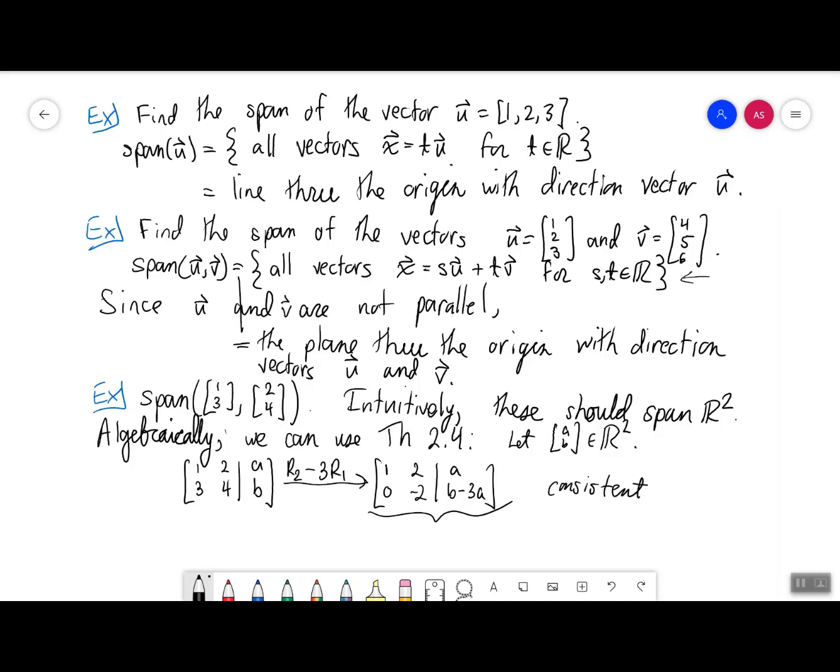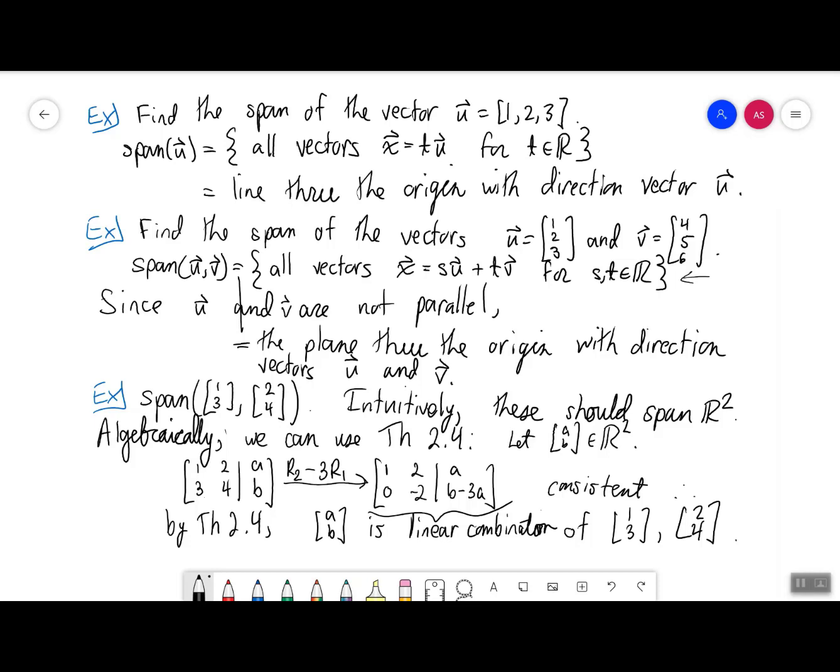And since this system here is consistent, our original system is consistent, which means that (a, b), by theorem 2.4, is a linear combination of (1, 3) and (2, 4). So therefore, by theorem 2.4, (a, b) is a linear combination of (1, 3) and (2, 4).